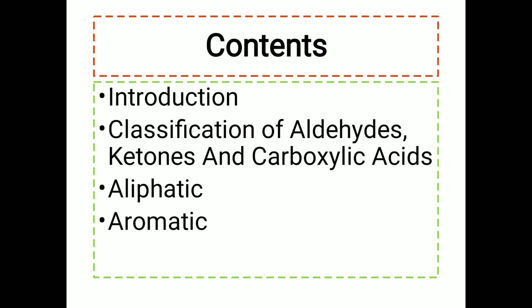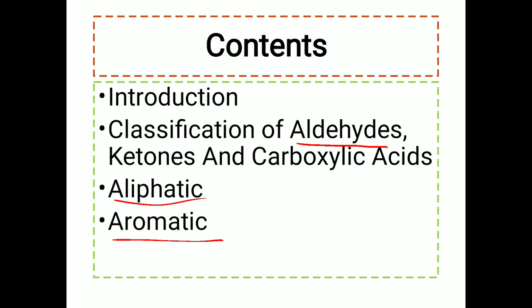Now in this video we study the introduction of aldehydes, ketones and carboxylic acids and also their classification. That means the aldehydes are classified into two types, that is aliphatic and aromatic. Similarly, ketones are classified into aliphatic and aromatic, and also the carboxylic acids, that is aliphatic carboxylic acid and aromatic carboxylic acid.